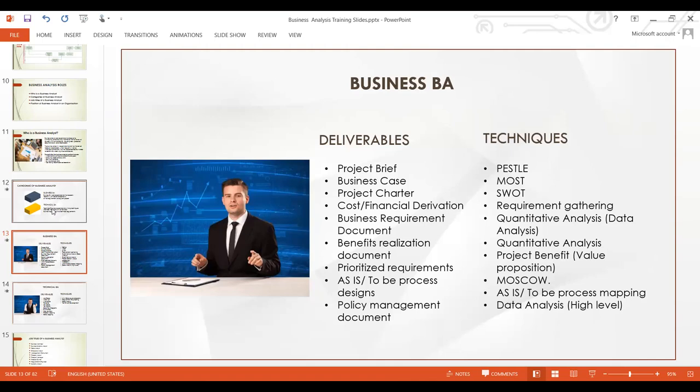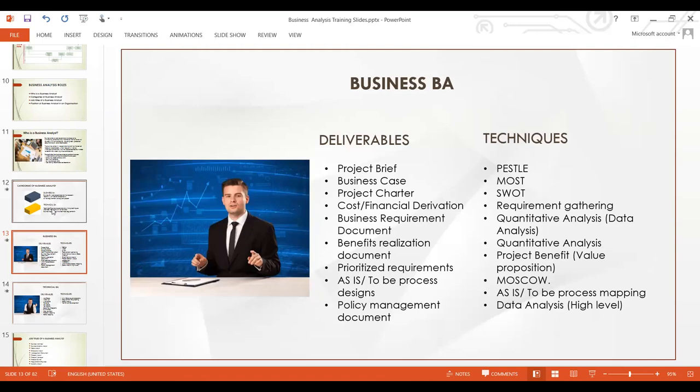Quantitative analysis, that is requirement analysis. You have qualitative analysis and quantitative analysis; these are all about requirement analysis. There are so many requirement analysis techniques we are going to look at, like fishbone diagram, cause and effect, root cause analysis, gap analysis. These are some of the techniques contained within the quantitative and qualitative analysis.